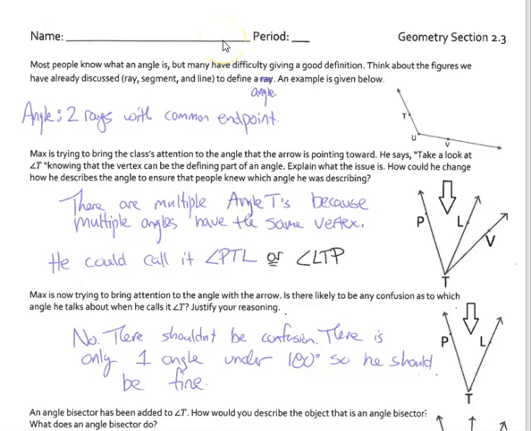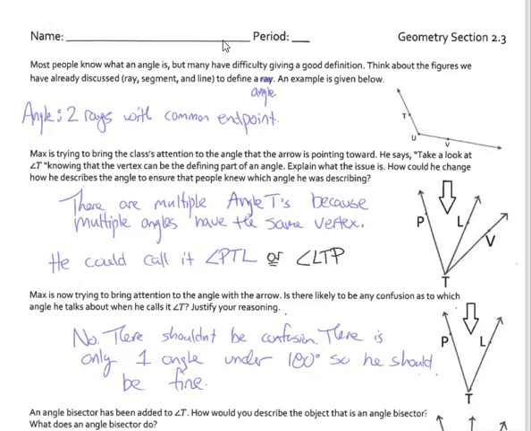All right, we are moving on to section 2.3, which is talking about angles. Let's jump straight into it. The first part says most people know what an angle is, but many have difficulty giving a good definition. Think about the figures we have already discussed: a ray, a segment, a line, and also a point. It defined an angle. An example is given below.